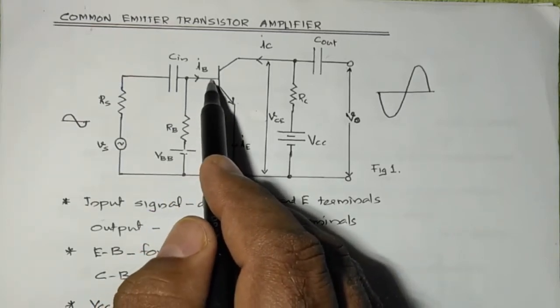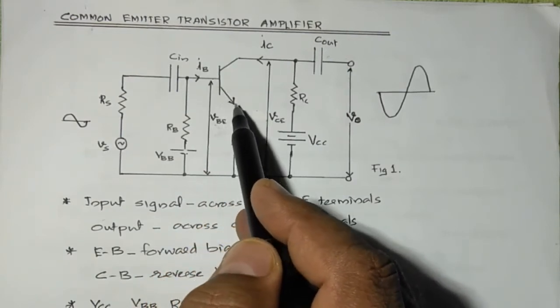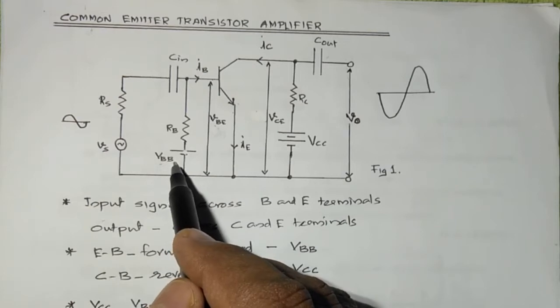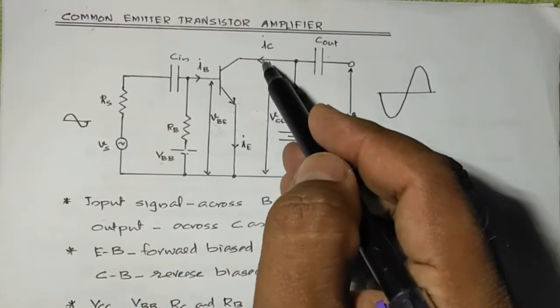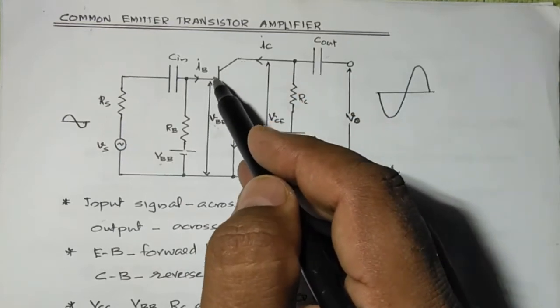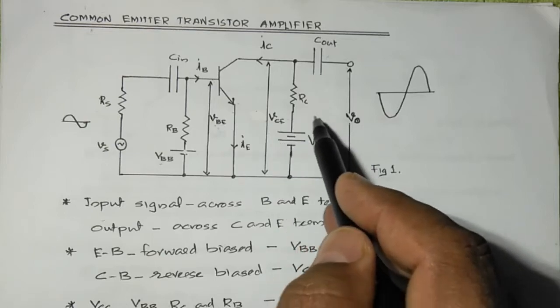You can see that this is the base and this is the emitter. This is the emitter base junction, and it is forward biased using the DC voltage source VBB. And the collector base junction, this is collector, this is base. The collector base junction is reverse biased using the DC voltage source VCC.